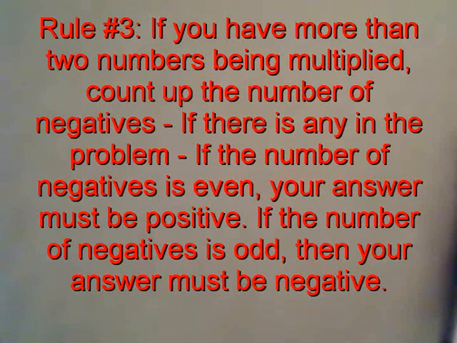Rule number 3. If you have more than 2 numbers being multiplied, count up the number of negatives, if there are any in the problem. Now, if the number of negatives is even, your answer must be positive. For example, if the problem has 2, 4, or up to any even number of negatives, your answer will be positive.